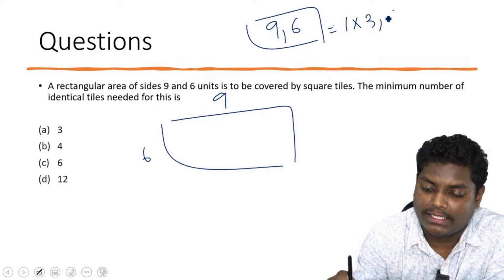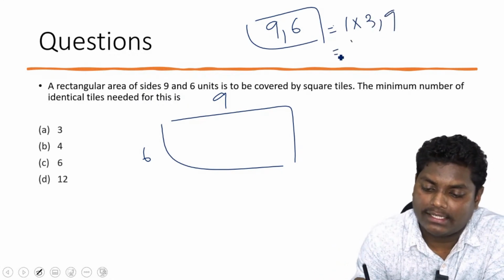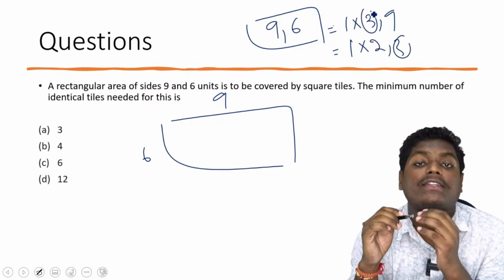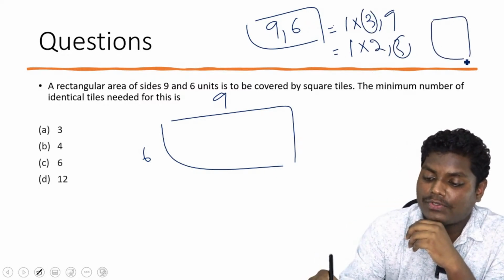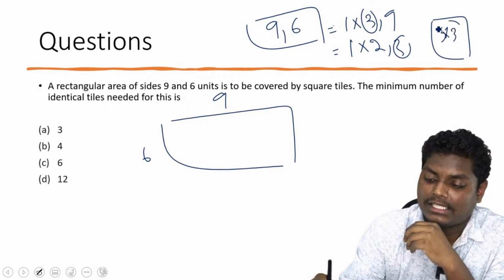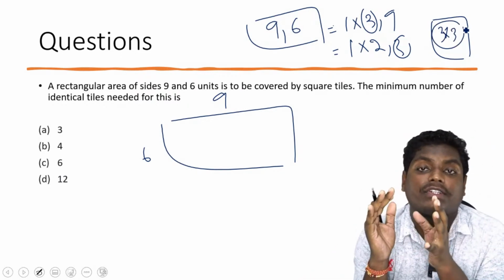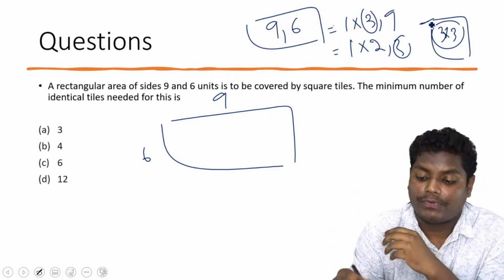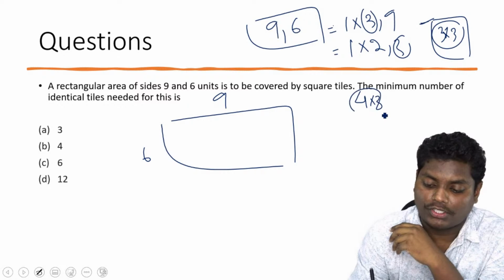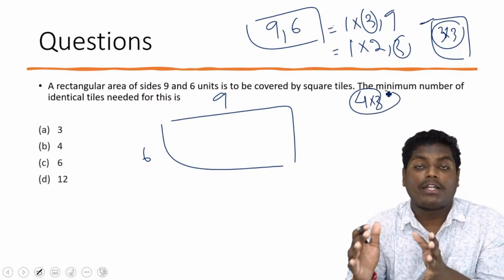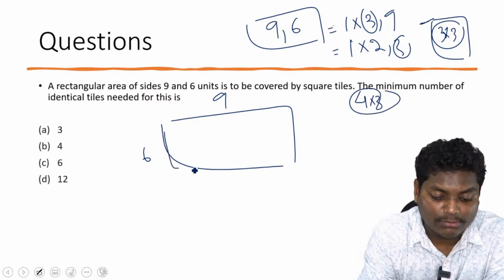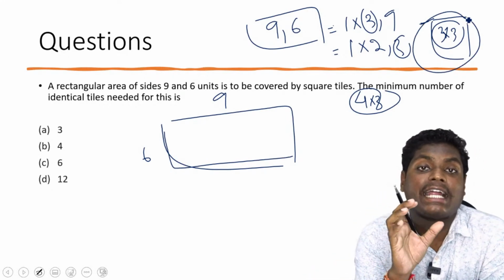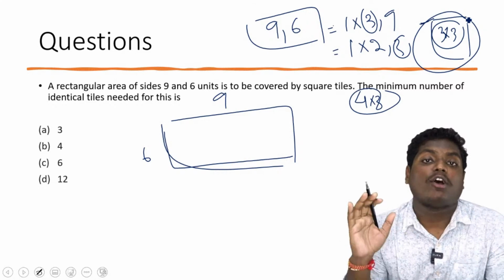The factors of 9 are 1, 3, 9, and for 6 they are 1, 2, 3. So 3 is the HCF. Basically we have to use 3 cross 3 tiles. Do you understand the logic here? If you want to fill with any other tiles, let's say 4 cross 3, we have to break some of the tiles so that they fit. Only with 3 cross 3 tiles can we exactly fill this entire space without breaking any tile.